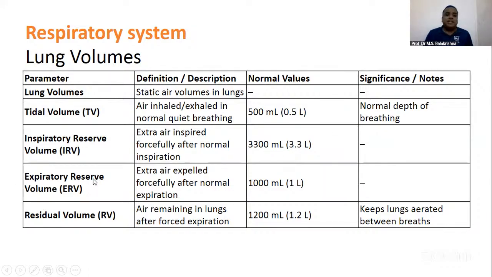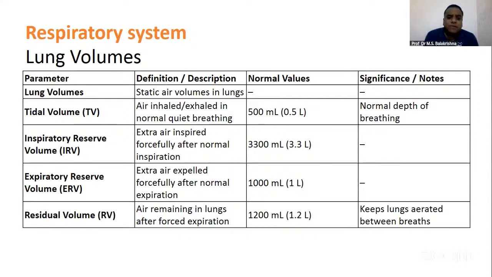Then expiratory reserve volume: breathe in, normal breathe out, and after breathing out, I am still able to exhale. Where is this air coming from? The air which was stored in different parts of the body, that is all coming out. That is expiratory reserve volume. That is about 1000 ml. I hope I am clear. If you have any doubts, please put it in the chat box.